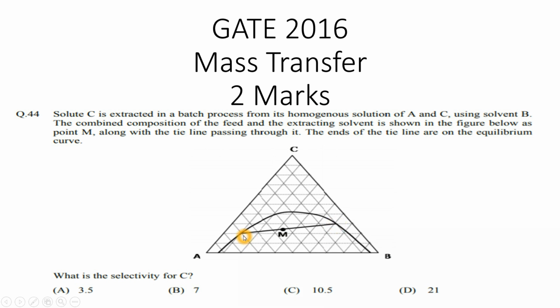Now this point we will denote with X, that is the raffinate phase. So Xc will be, again it will be 0, and then 10 and 20. 20% is Xc, or you can say Xc is 0.2. And again we need to know the composition of A. So you can see here, it will be 0 and start to increase: 10, 20, 30, 40, 50, 60 and 70. It is 70%, or you can say 0.7. Xa is 0.7, right?